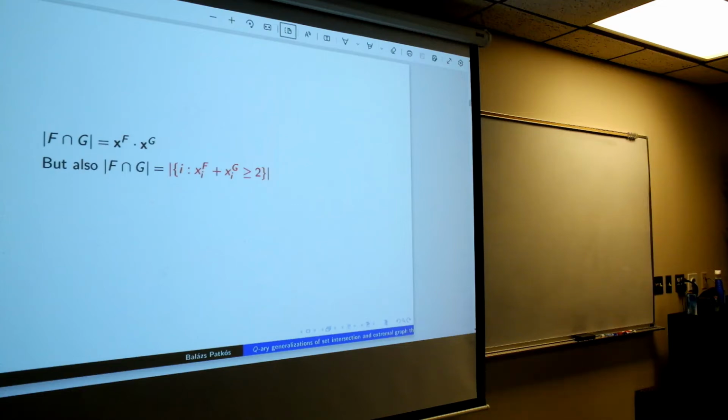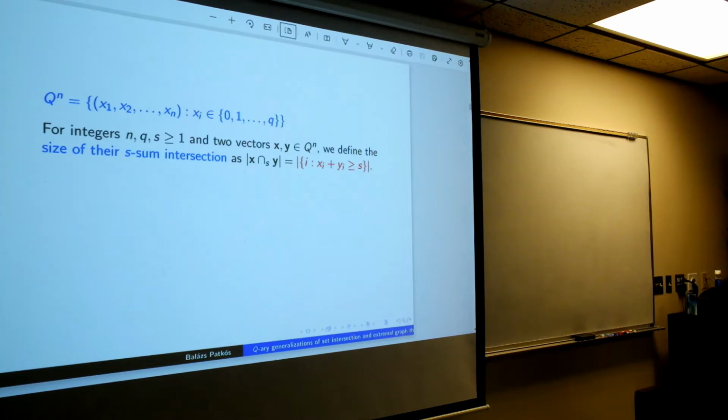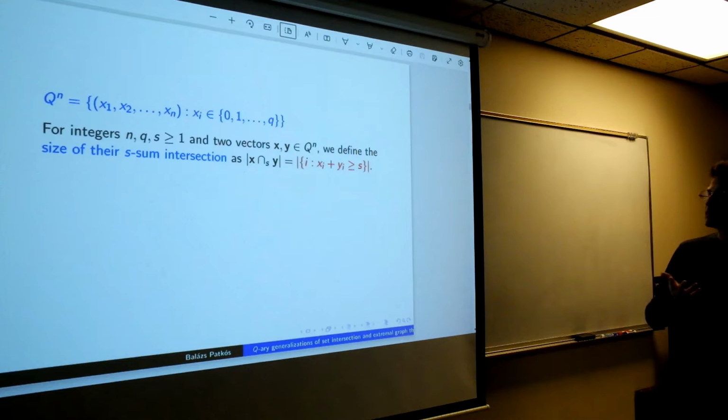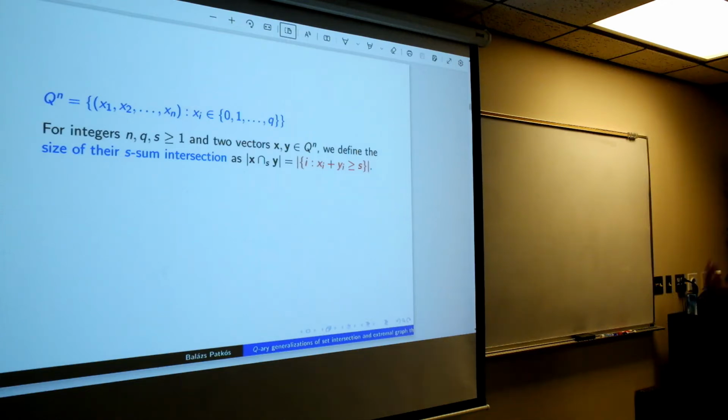And therefore, if I take that, then I can introduce this definition. My objects will be vectors of length n, where instead of just having 0 and 1 entries as possibilities, I will have entries from 0 through q. And I am interested in S-sum intersection. Instead of the intersection size, I will count the number of indices where the entries sum up to at least some threshold S. So if you take q equals 1 and S equals 2, then you get back the original set intersection. Okay.